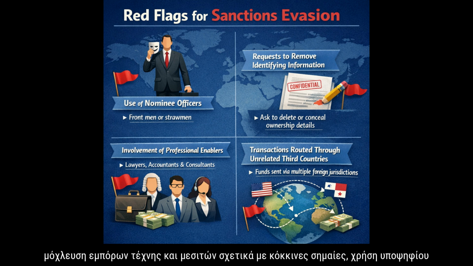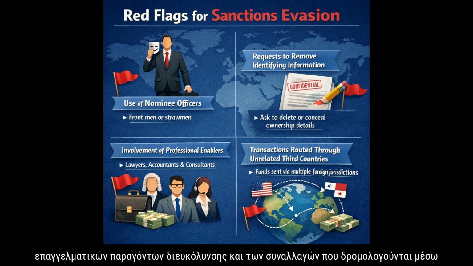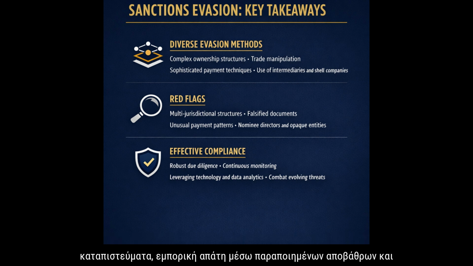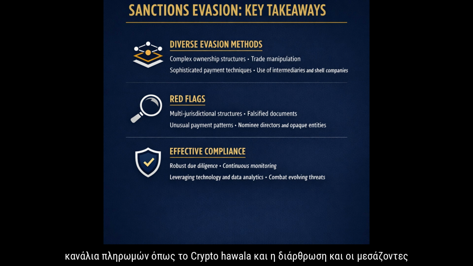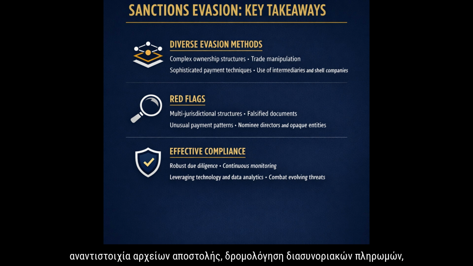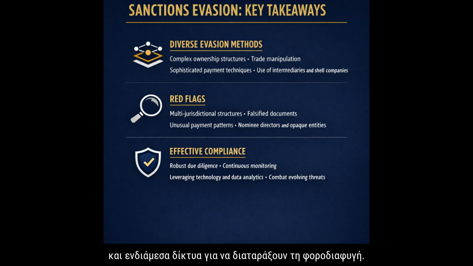About red flags: use of nominee officers, requests to remove identifying information, involvement of professional enablers, and transactions routed through unrelated third countries. Sanctioned parties evade via layered ownership, nominees and trusts, trade fraud through falsified documents and transshipment, payment channels like crypto, hawala, and structuring, and intermediaries such as front persons and enablers. Red flags: opaque structures, mismatched shipping records, cross-border payment routing, and nominee officers. Compliance must scrutinize ownership, transaction patterns, and intermediary networks to disrupt evasion.